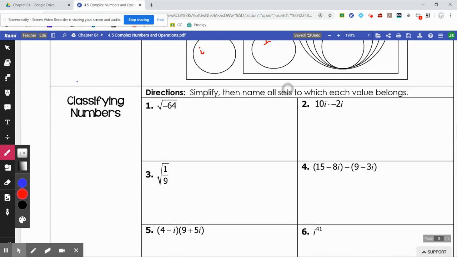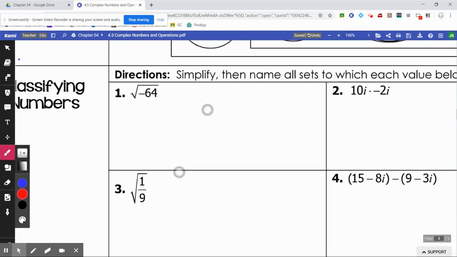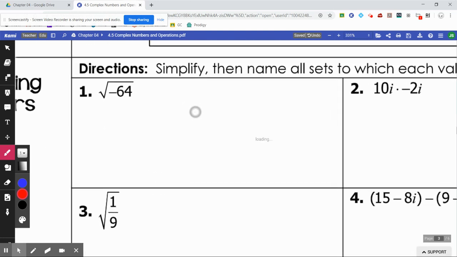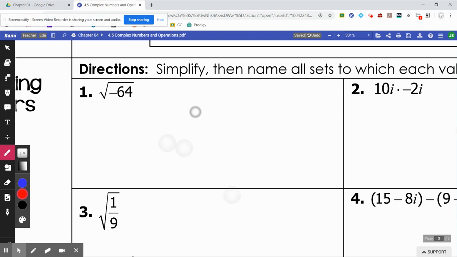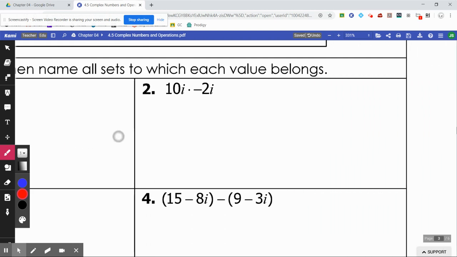So now let's classify these. Let's zoom in. We're going to simplify and then tell all the sets that it belongs to. So the square root of negative 64, that's the square root of 64 times the square root of negative 1. So this is 8i. First off, this is a complex number because every number is complex, and this is imaginary. It cannot be imaginary and real, so therefore it's complex and imaginary.